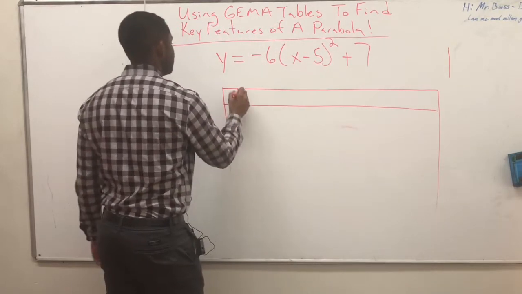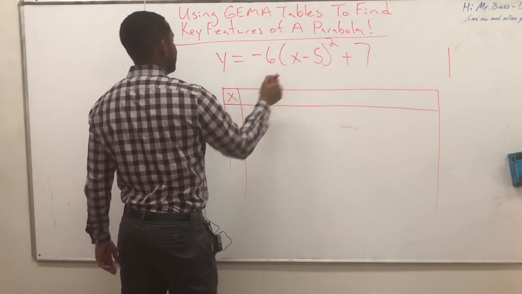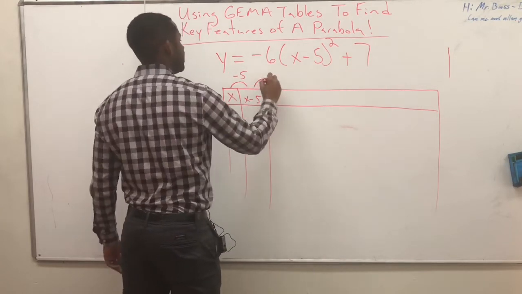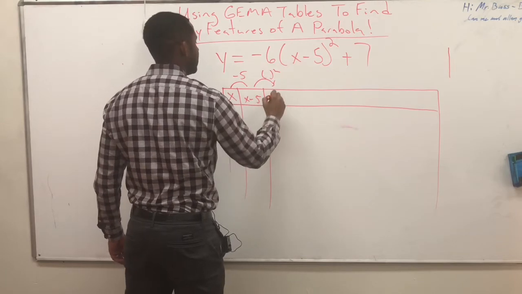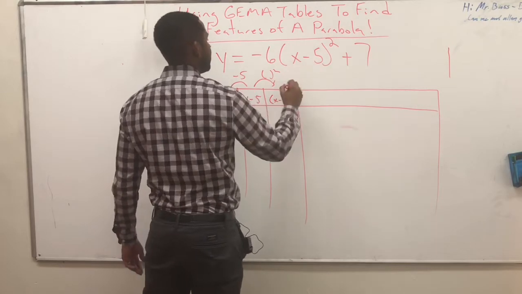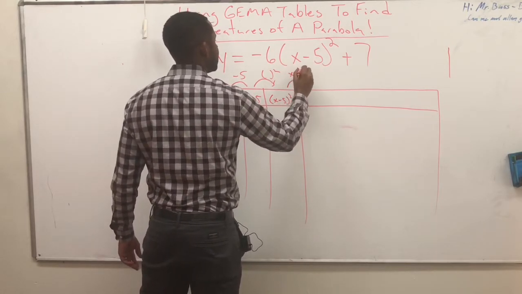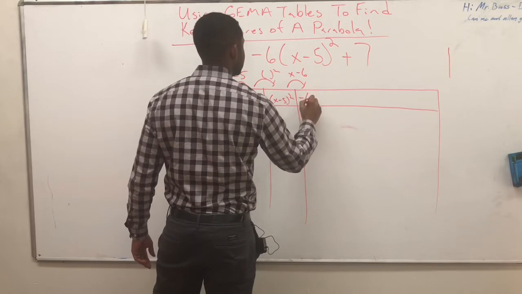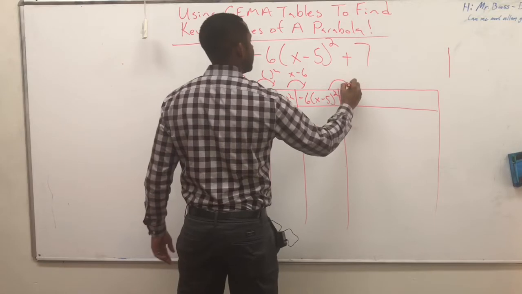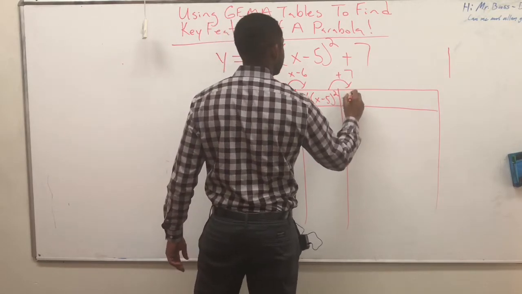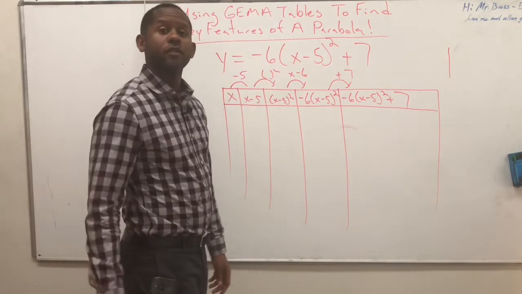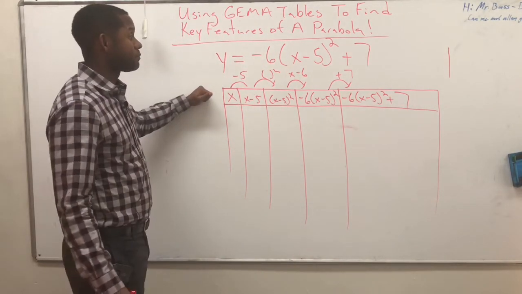All right. So as always, I'm starting with x. Following the order of operations: minus 5, squared, times negative 6, plus 7. Hopefully you built yours and it looks just like that.